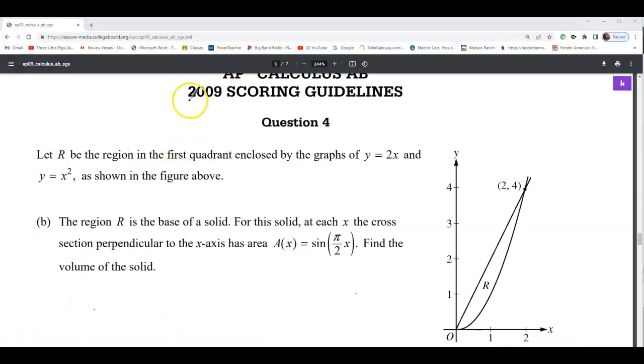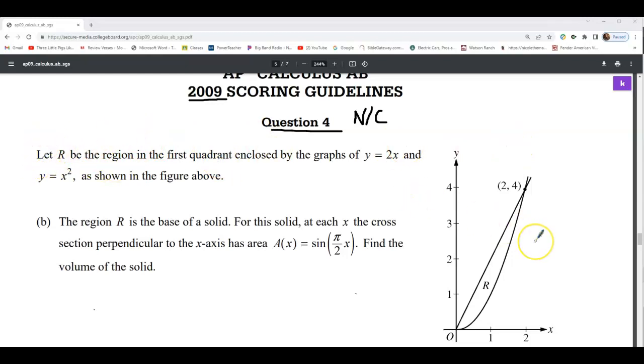All right, so for 2009 question 4, this one's a no calculator question. So no calculator allowed for this one. Once again, questions 1 and 2 are calculator questions. Questions 3 through 6 generally are not. But let's go ahead and continue here.